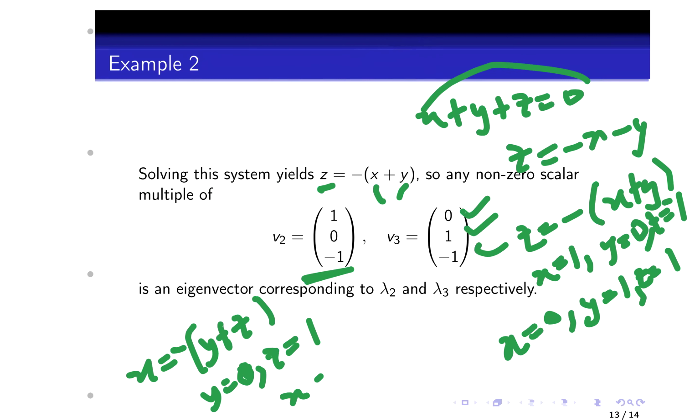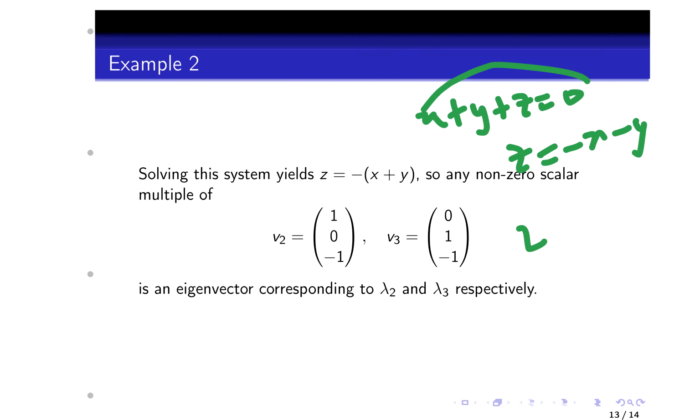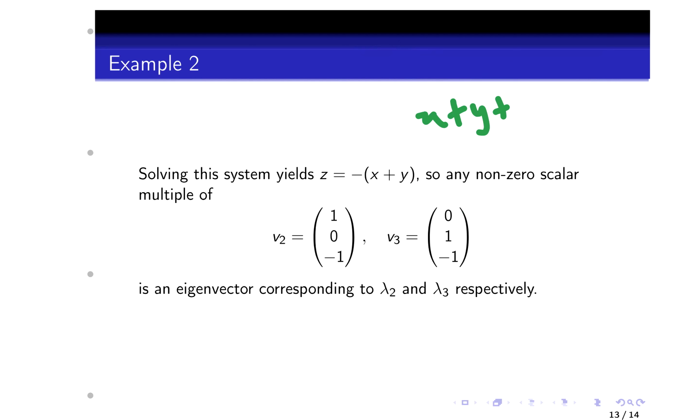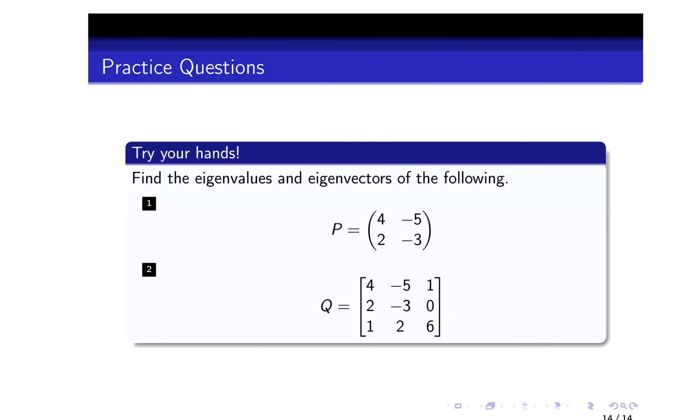Okay, so let's go to the last slide. I think the last slide is just about some exercises that you can try your hands on. Okay, so some practice questions right here for you. Find the eigenvalues and eigenvectors of the following. P equals 4, minus 5, 2, minus 3, and Q is 4, minus 5, 1, 2, minus 3, 0, and 1, 2, 6, like that. This one is going to be a bit complicated. Maybe you get a square root or some decimal there. So feel free to play with that.